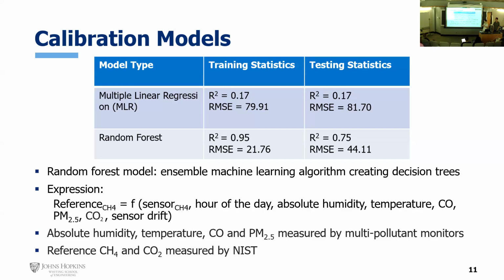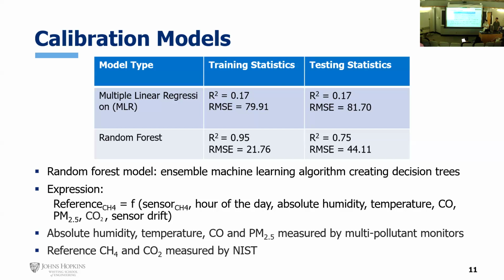It performs significantly better. It has an R-square of 0.95 in the training data set and an R-square of 0.75 in the testing data set. The random forest algorithm is an ensemble machine learning algorithm. It creates a multitude of decision trees and makes a single prediction based on them. Our calibration model is expressed as reference methane equals a function of raw sensor methane, hour of the day, absolute humidity, temperature, carbon monoxide, PM2.5, carbon dioxide, and sensor drift.